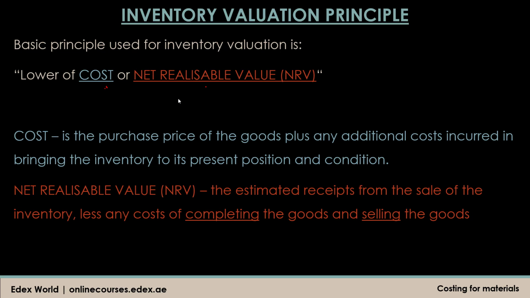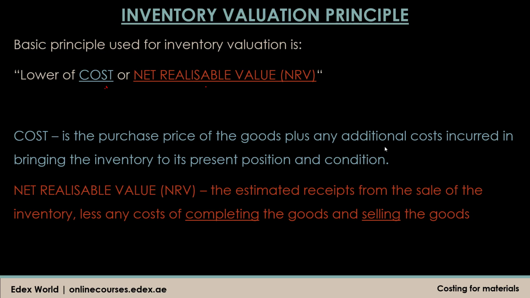So what is the cost of an inventory? Cost of an inventory is the purchase price of that item of inventory, the price that is paid to buy that inventory from the supplier, plus all other costs that are incurred on that inventory item before it is brought to the business location, or before it is brought to its current location and current condition.